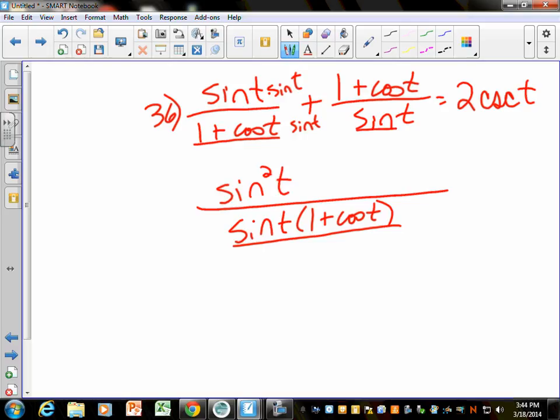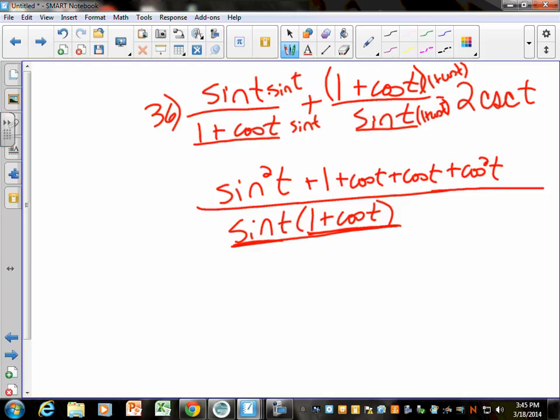And then on this side, I have sine of t, so I got that part, but I don't have 1 plus cosine of t, so I need to multiply this by 1 plus cosine. I already did the bottom, so that's why I don't usually write the bottom in, but there's been lots of confusion. So now on the top I have 1 plus cosine t times 1 plus cosine t. So I'm going to FOIL that, and that's going to be 1 plus cosine t plus cosine t plus cosine squared t.